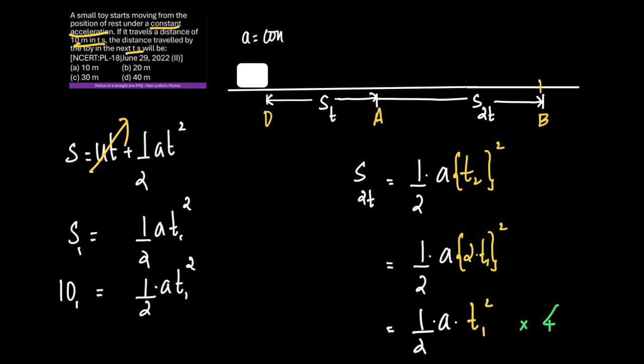Now, the next t seconds, let us say, so that's where the diagram comes in. So the distance traveled in t seconds is 10 meters. In the another t seconds, the total time will become t plus t, that is 2t. Distance traveled in 2t is s2t.